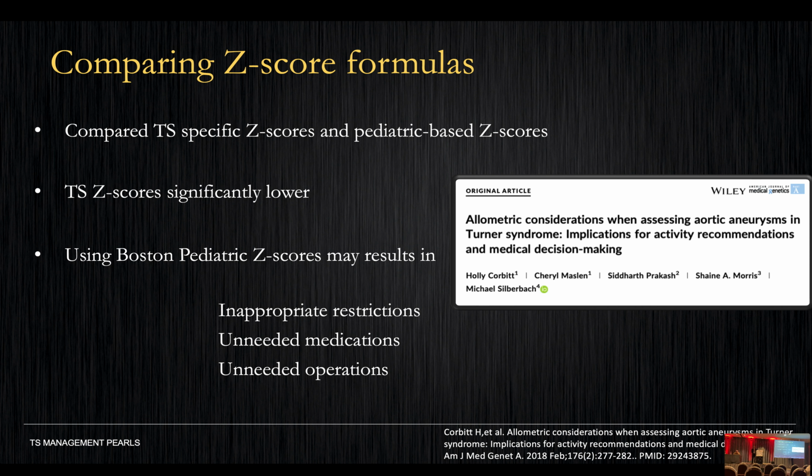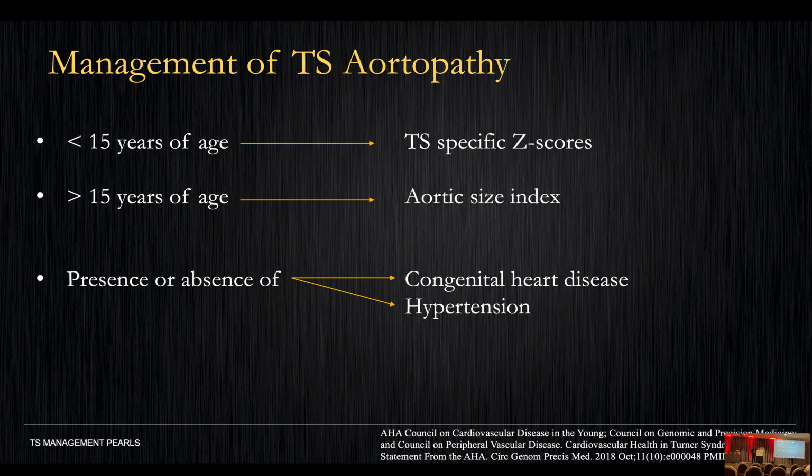The AHA scientific statement provides clear suggestions on the management of patients with Turner's. In Turner syndrome, individuals that are younger than 15 make clinical decisions based on Turner syndrome specific Z-scores. While if you're older than 15, you should make decisions based on the aortic size index. It's important always to rule out risk factors, which include additional congenital heart disease or hypertension.